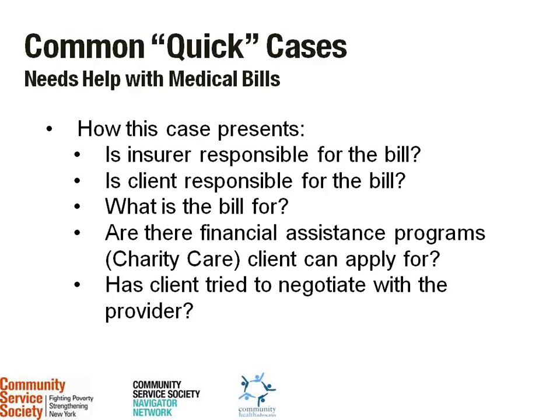So with a medical bill, that's a really common call that we have for people who are insured and uninsured. They still have medical bills. So we want to find out if the insurer is responsible for the bill or the client. Sometimes clients will go out of network when they don't have out-of-network benefits. Sometimes an insurance company incorrectly denies coverage for a bill. We want to find out what the bill is for, if the hospital or facility has any type of charity care, and if the client has already tried to negotiate with the provider.